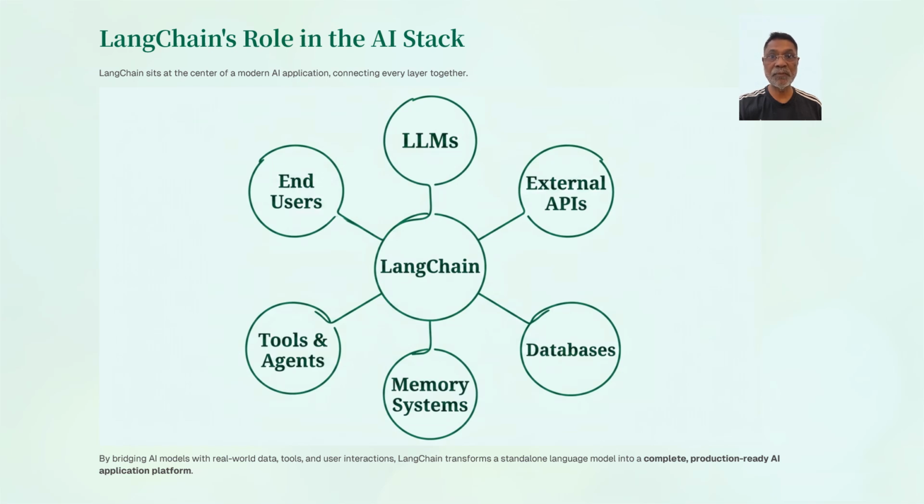LangChain sits at the center of the modern AI stack. It connects language models, external APIs, databases, memory systems, tools, agents, and end users. By bridging these components together, LangChain transforms a standalone language model into a complete production-ready AI platform.